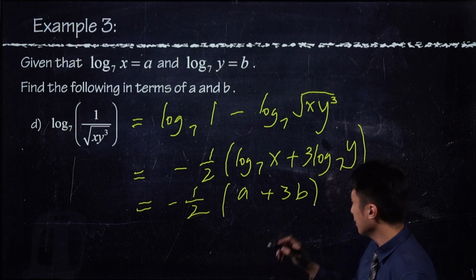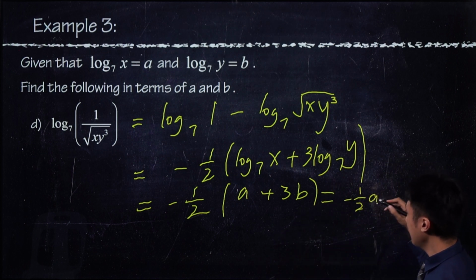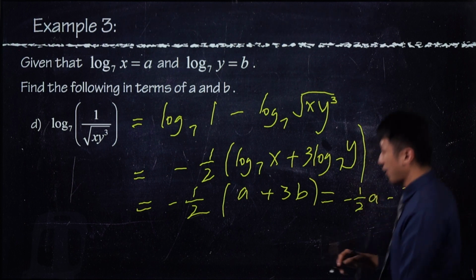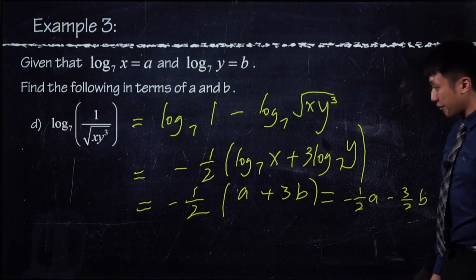So this one will give you answer -1/2a, then minus 3/2b. Okay, check the answer here. Correct or not? Okay.